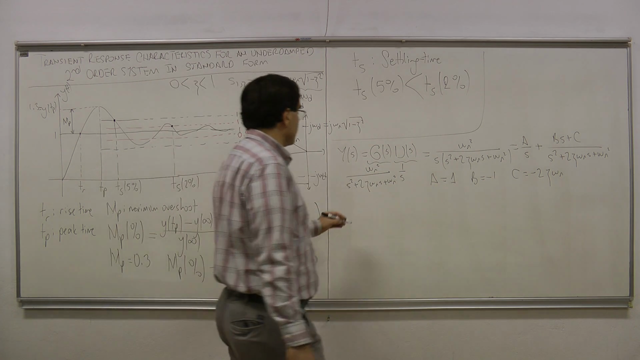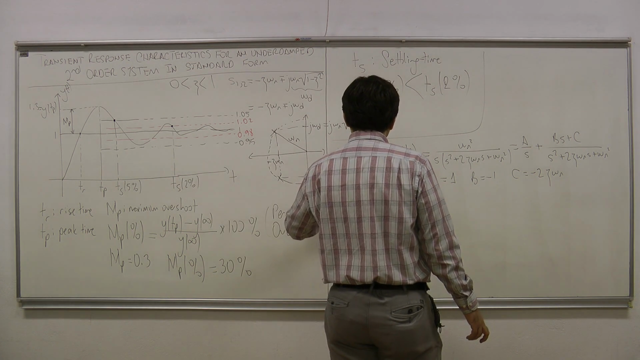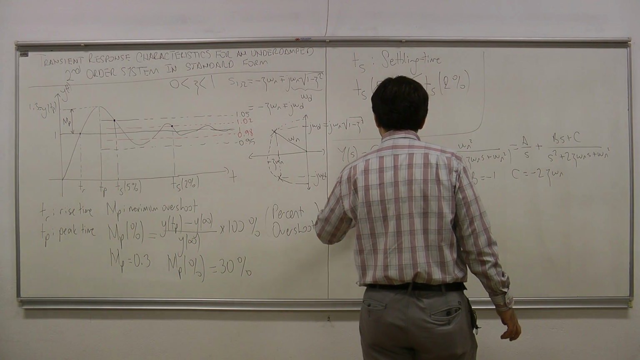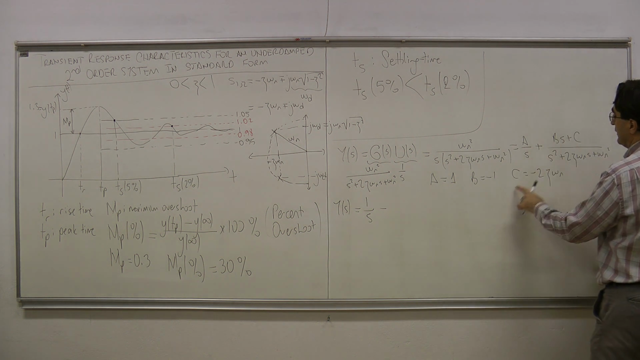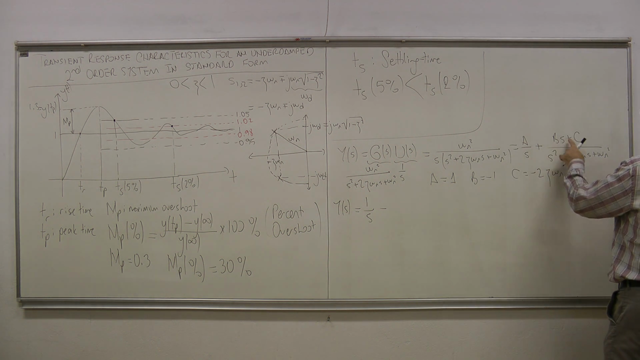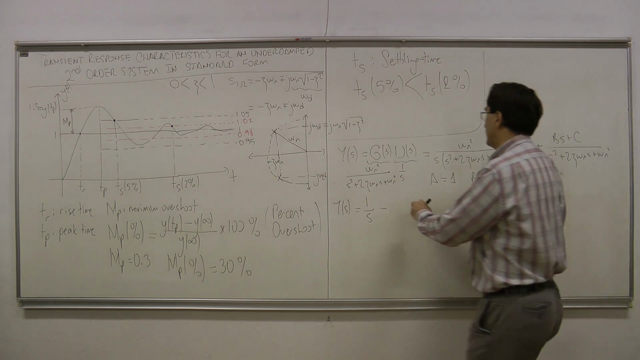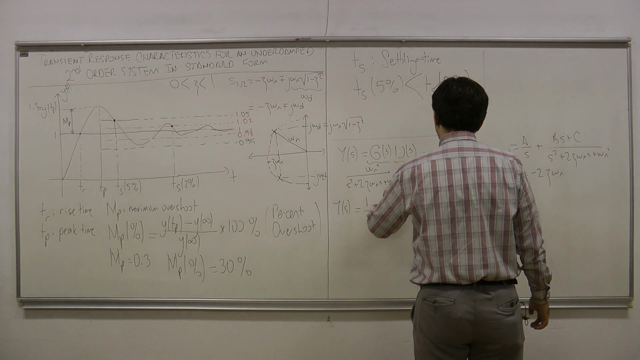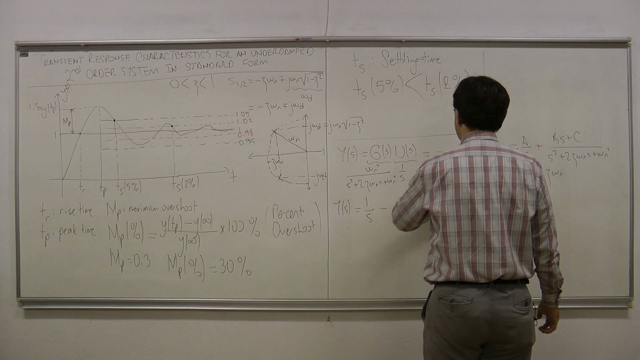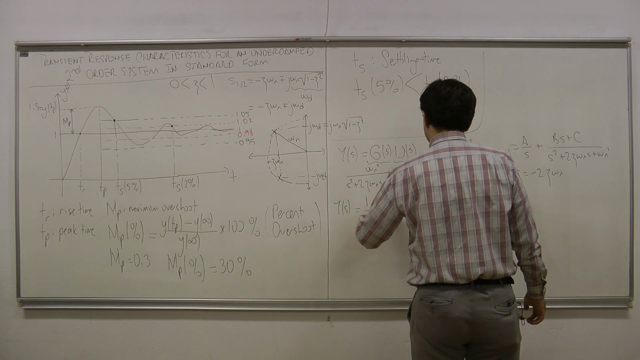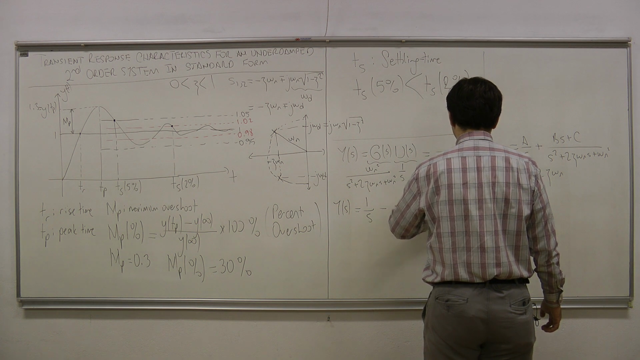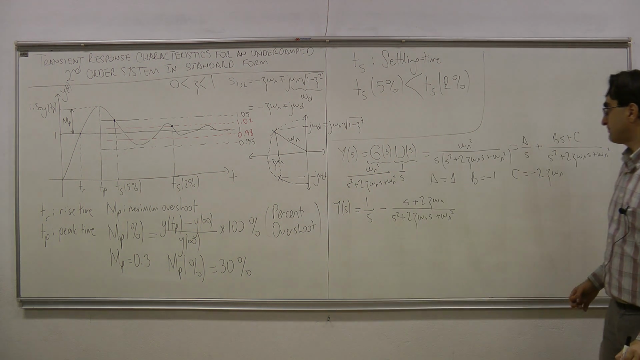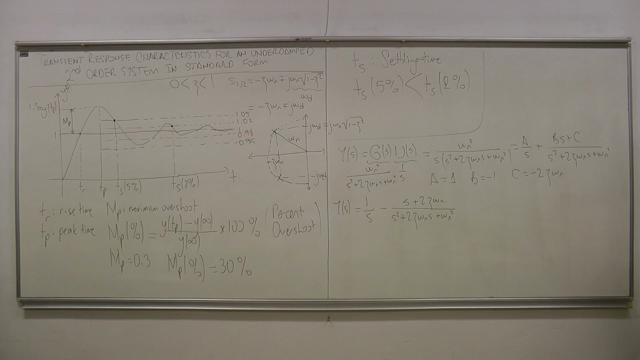So then what happens? So then this Y of s becomes 1 over s, and I have here minus s, minus 2 psi omega n, so I have here minus (s plus 2 psi omega n) divided by s square plus 2 psi omega n s plus omega n square. Okay?